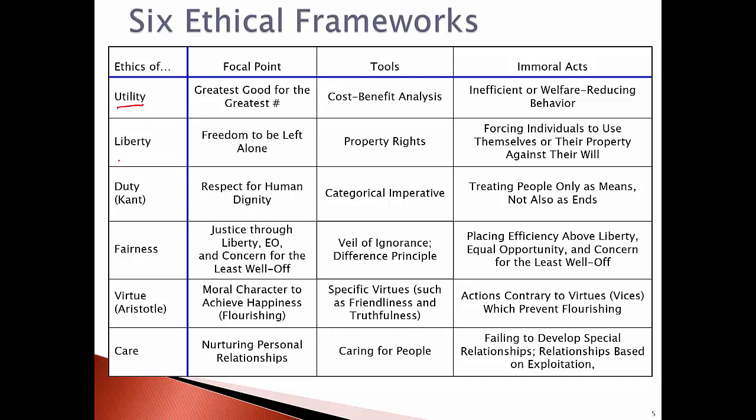There's also a school of ethics called liberty, the freedom to be left alone. The tool is property rights. The immoral acts here would be forcing people to do things against their will. And then we have several other schools of thought here. So we talked a little bit about fairness. We talked about virtue really being things like friendliness and truthfulness.